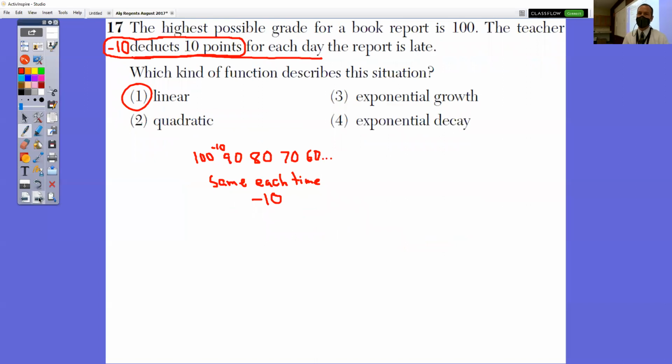In question number 17, the highest possible grade for a book report is a 100. The teacher deducts 10 points, so takes off 10 points, for each day it's late. Which kind of function describes the situation? Well, if you're subtracting the same amount of points each time, it has to be linear because you're going down by the same amount each time. That's the definition of linear.